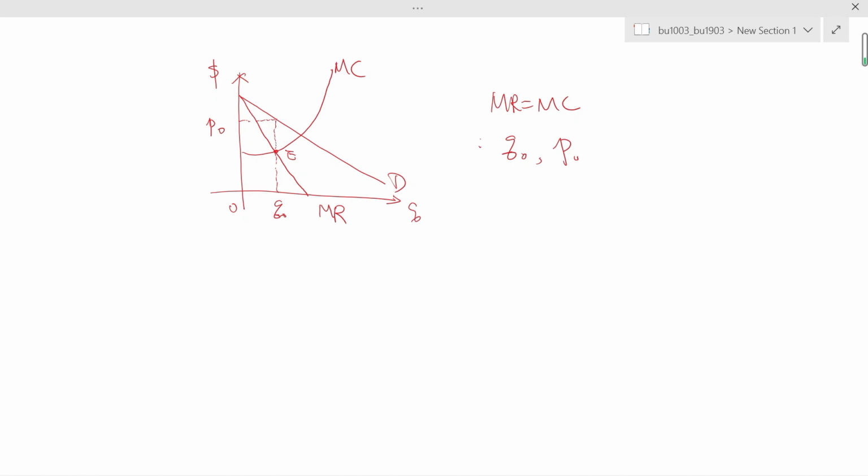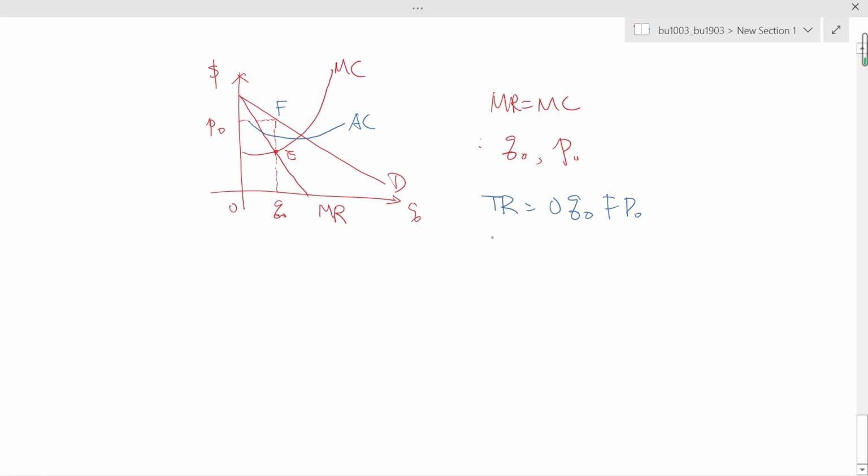Okay, can a monopoly firm make an economic loss? The monopoly firm is the only supplier in the market. If a monopoly firm is very efficient, let's say it has an average cost like this, then in this case the total revenue is, let me call this point F, the area O Q0 F P0.